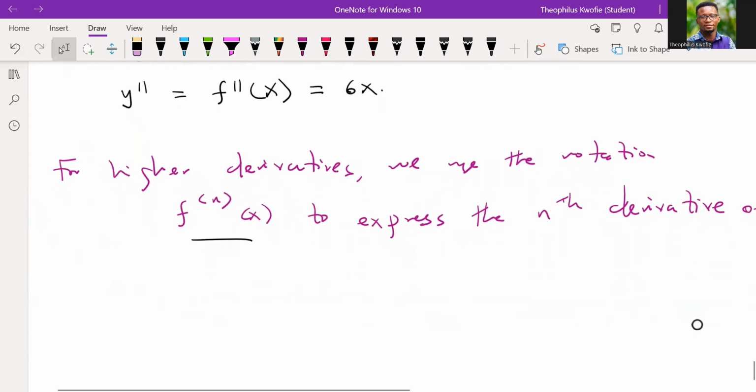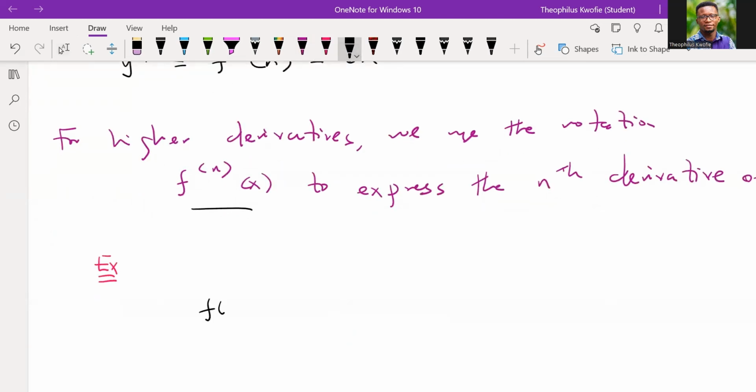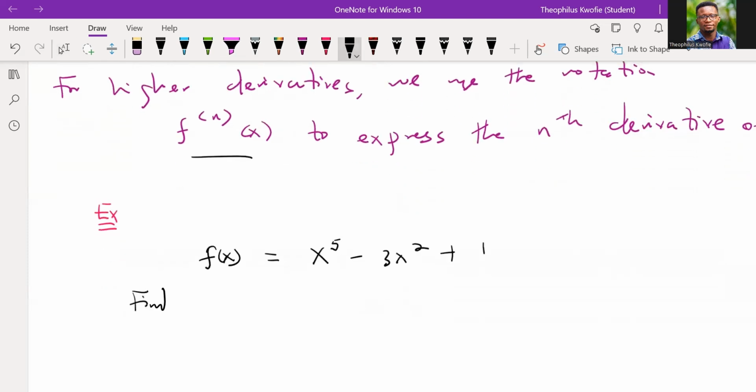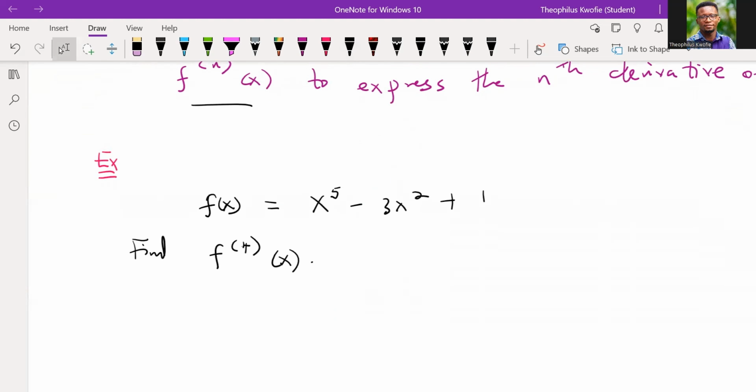So for instance, if I give you a function, let's say f of x equal to x to the power 5 minus 3x to the power 2 plus 1, and I ask you to find the fourth derivative, okay? So this one we call the fourth derivative. It just means that I'm asking you to find the fourth derivative of the given function. For us to find the fourth derivative, the first thing to do is to find the first derivative, then the second derivative, third derivative, before we'll be able to find the fourth derivative of the given function.